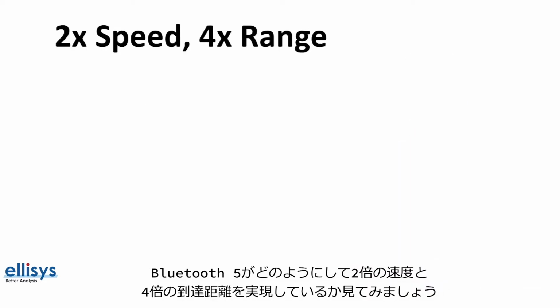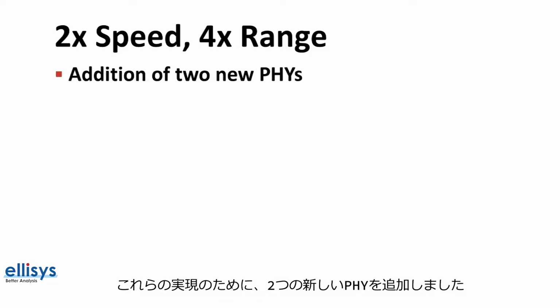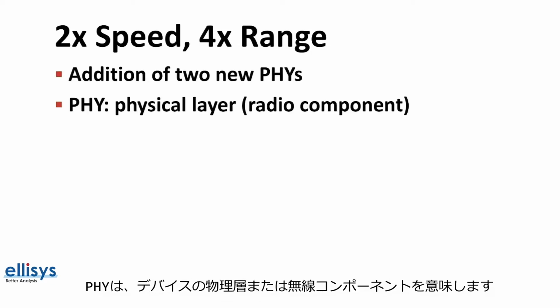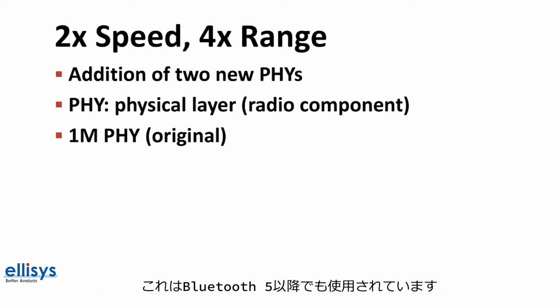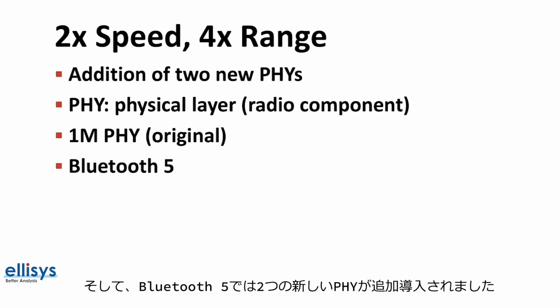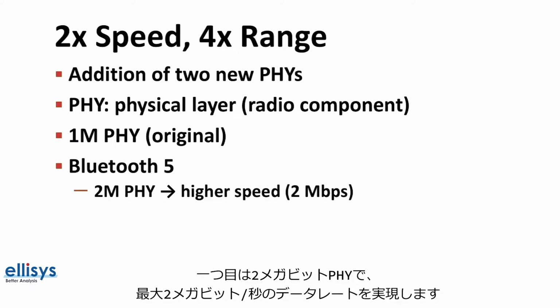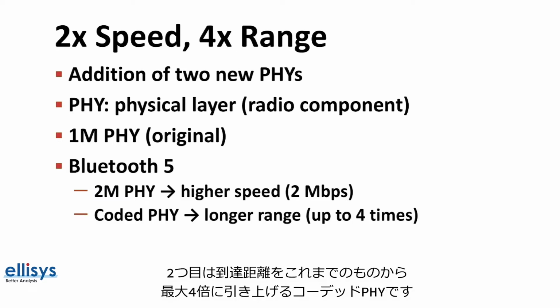Let's take a look at how Bluetooth 5 achieves double the speed and four times the range. It does so by the addition of two new PHYs, where PHY means the physical layer or the radio component of the device. Originally, we had the 1 megabit PHY, which existed in versions 4.0 up to 4.2, and included in 5 and beyond as well. However, with Bluetooth 5, there were two additional PHYs introduced. Those are the 2 megabit PHY, which achieves the higher speed of up to 2 megabits per second data rate, and the coded PHY, which achieves a longer range up to 4 times the original range.